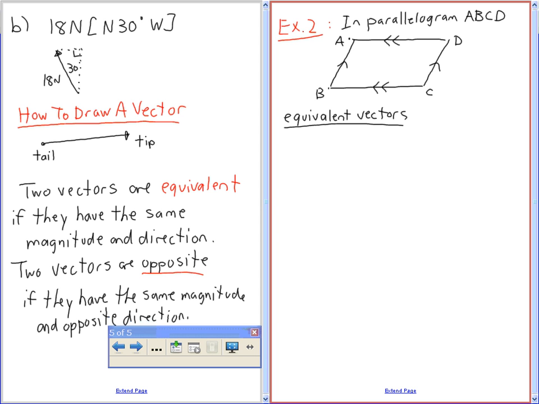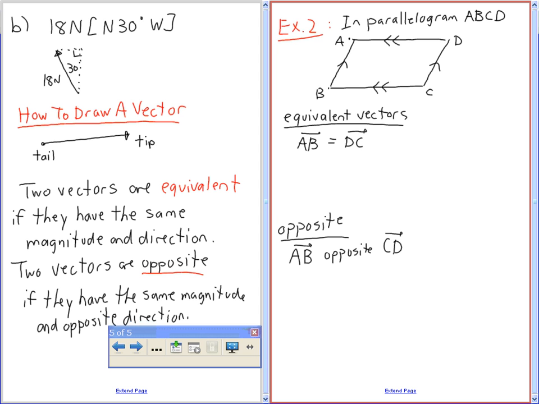So what things are equivalent here? AB is certainly equivalent to DC, so we can call them equal. What else is equivalent? There are a few more. If you said AB was equivalent to CD, would that be wrong? Certainly not. AB is actually opposite. If you change the order of the letters, it makes a huge difference.